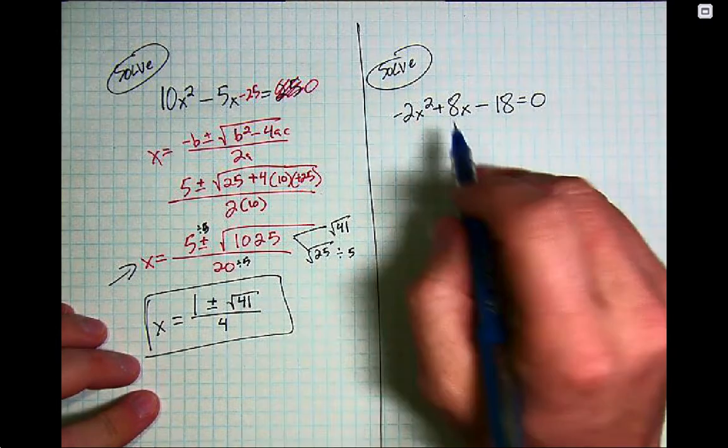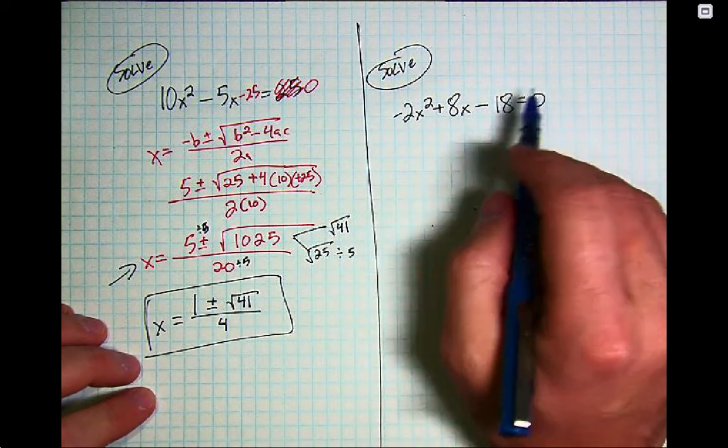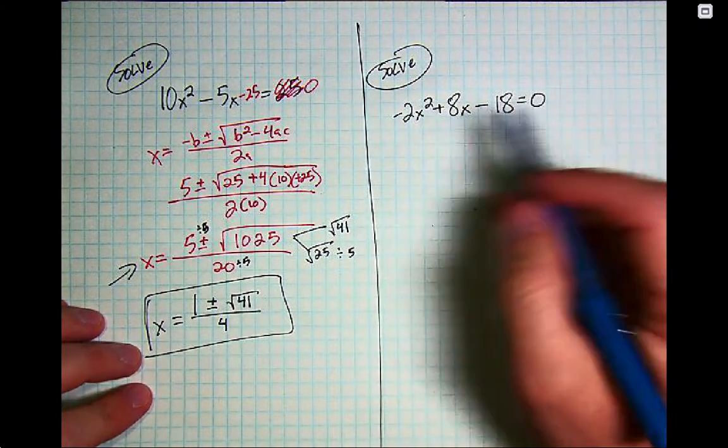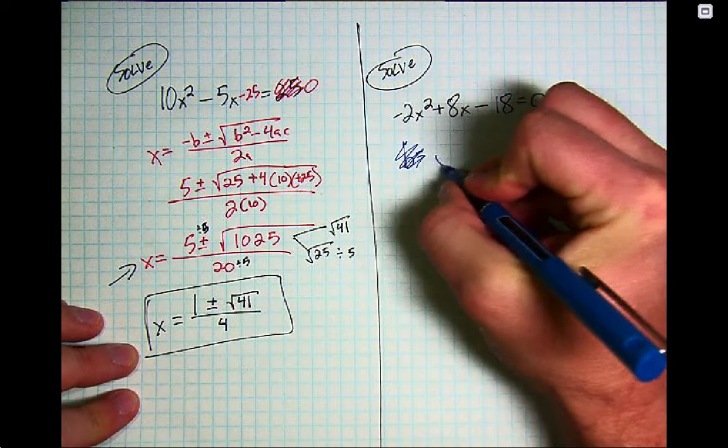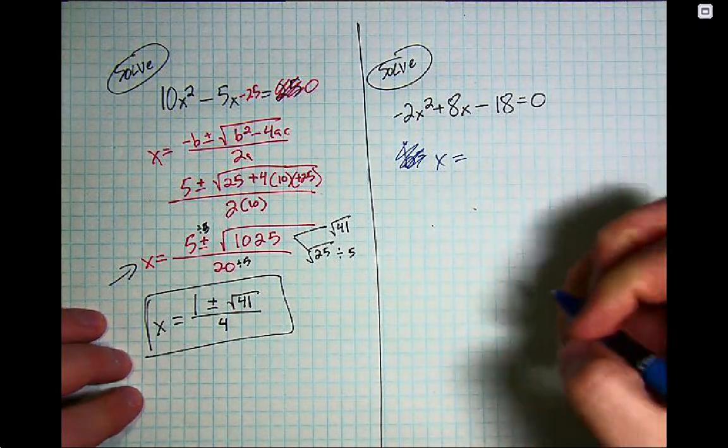If I was completing the square, I'd have to do this whole messy thing where I divide everything by 2, I move the 18 over to unsquare, blah, blah, blah. But I'm going to use the quadratic formula. What is the quadratic formula?